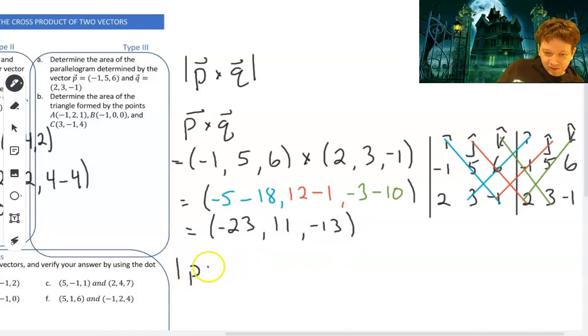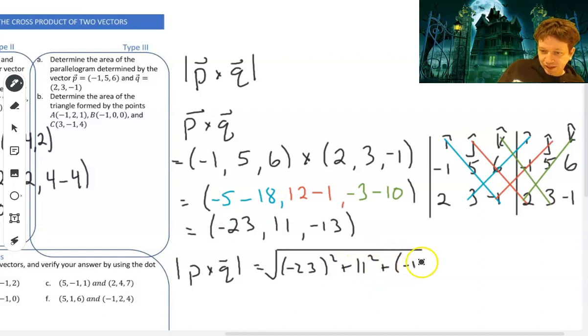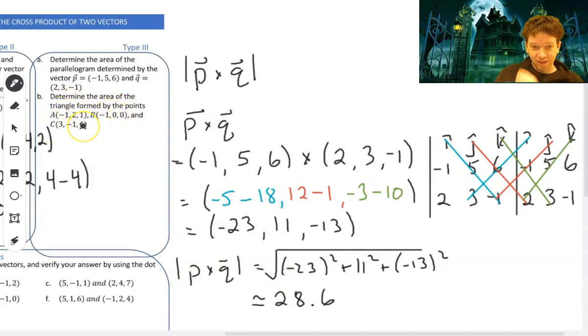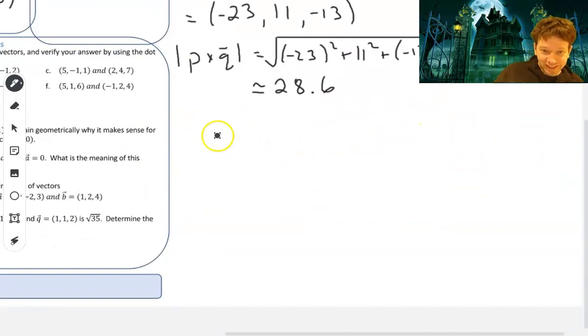So to figure out the magnitude then of P cross Q, it's going to be the square root of -23 squared plus 11 squared plus -13 squared. And that is approximately equal to 28.6 square units. Now part B says determine the area of the triangle formed by these 3 points. Now a triangle is just half a parallelogram, so this is doable too. But if we have those 3 points A, B, and C, let's just draw a triangle. Let's see, we have A, B, C.